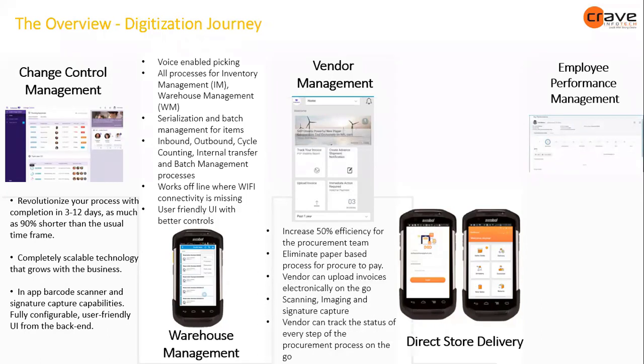Another application is vendor management. So this application basically allows your vendor to manage their relationship with your company paperless. So they can see the purchase orders already approved. They can upload invoices. They can create ASN. They can monitor the payment. So once their payment is scheduled, they will be able to see when they are going to receive payment.